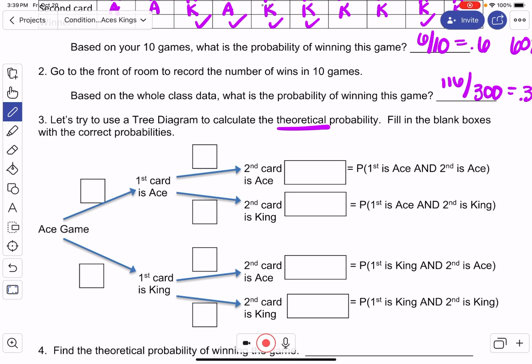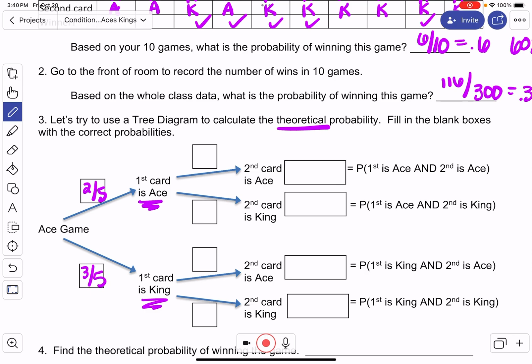So if we use a tree diagram to calculate theoretical probabilities and what should happen, this is how it works. The probability of getting an ace, or winning the ace game. So the first card is an ace. So we're looking at this. That probability that the first card is an ace will be 2/5.